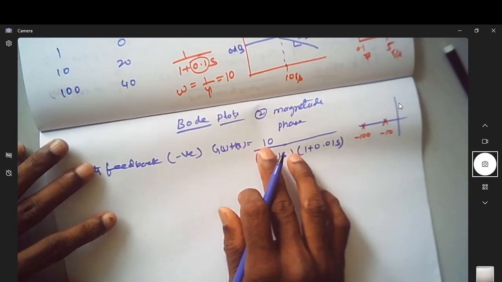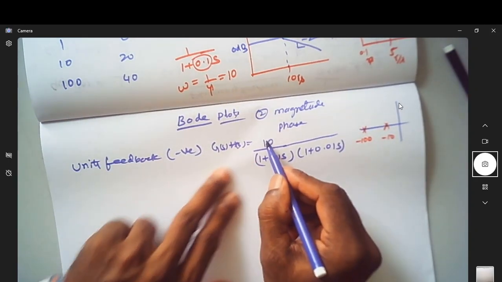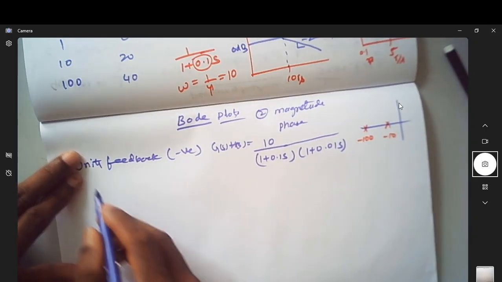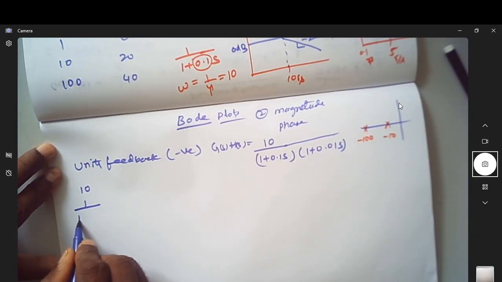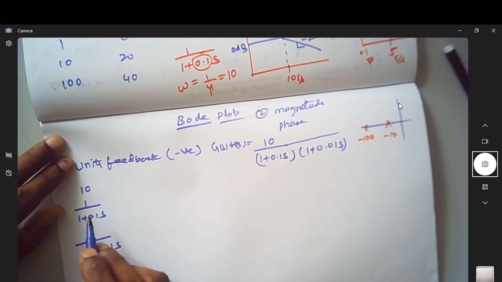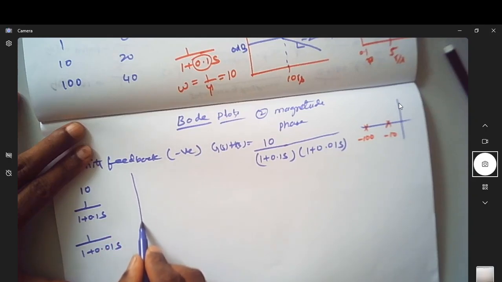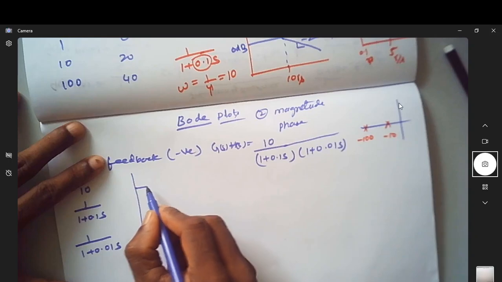Now actually this has got three terms. One of the terms is 10, another term is 1 over 1 plus 0.1 s, and the other term is 1 over 1 plus 0.01 s. So these are the individual terms. Suppose I draw the magnitude of each one of the terms individually.